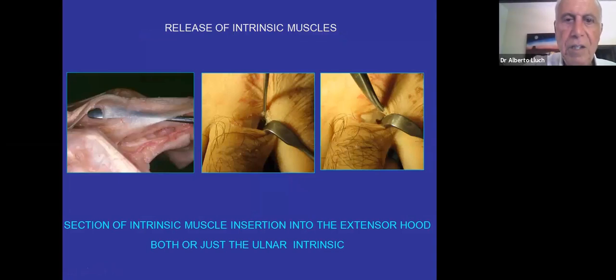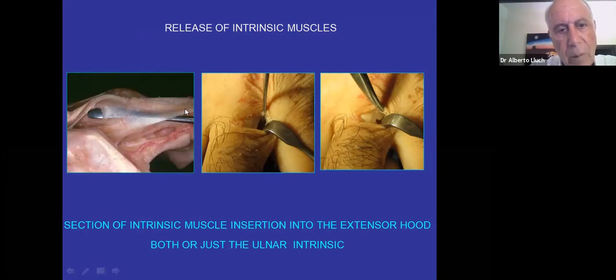And the release of the intrinsic muscles has been done classically by removing a triangle of the extensor hood. This is the sagittal band. Here proximally are the intrinsic muscles, and this is the tendon, but it's not necessary to do this. It's too much of a surgery, and preferably I do a transverse incision on the base of the finger.